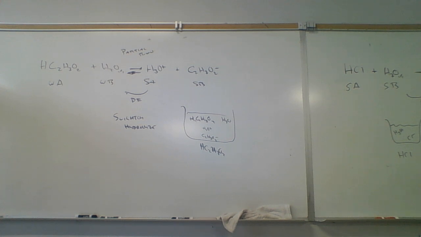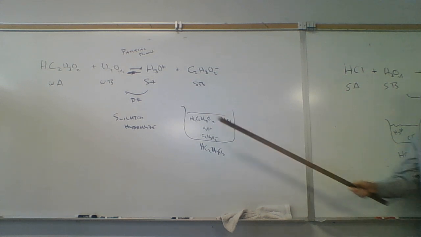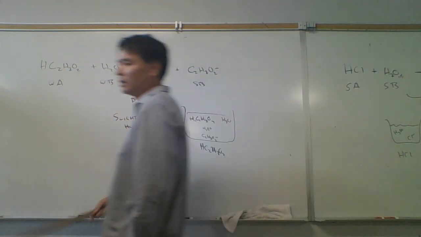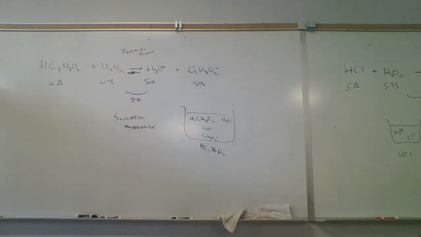And so if we get 25%, we form more hydronium. And so the stronger the weak acid is, the more hydronium we form. The weaker the weak acid is, the less. And so it depends on the strength here. We're going to get partial reaction.